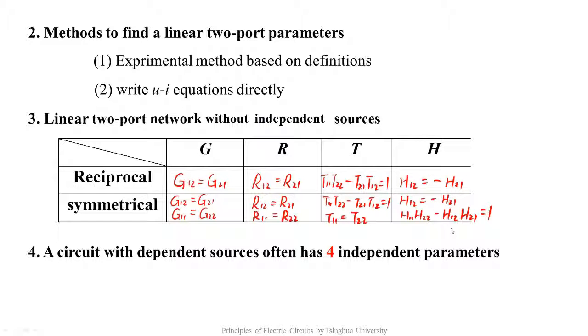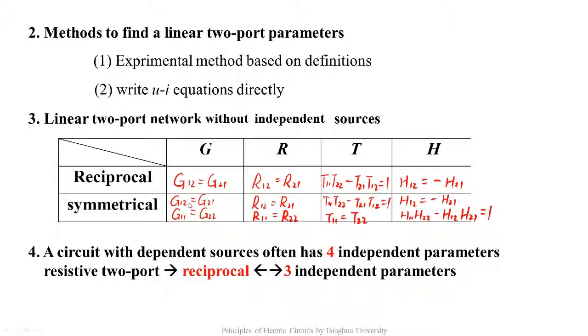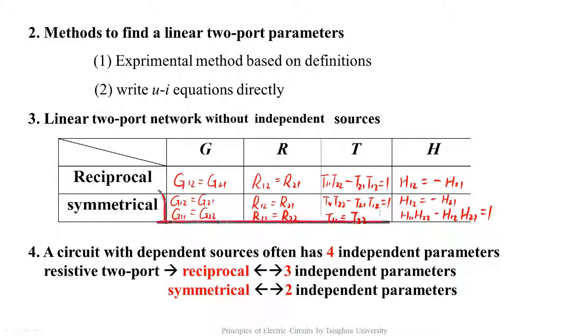Finally, a circuit with dependent sources is usually not a reciprocal two-port. The 4 elements of its parameters are independent. For the reciprocal two-port, such as a resistive two-port, according to the conditions shown in this line, we can find that it has only 3 independent elements in any kind of its parameters. Further, if it's a symmetrical two-port, we can find that it only has 2 independent elements. You can simplify the solution by applying these properties.